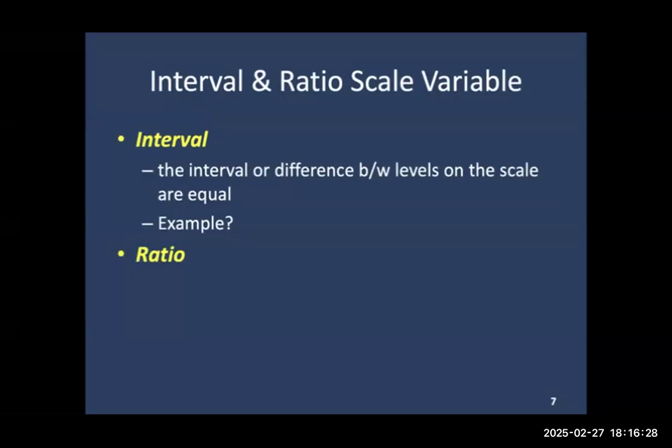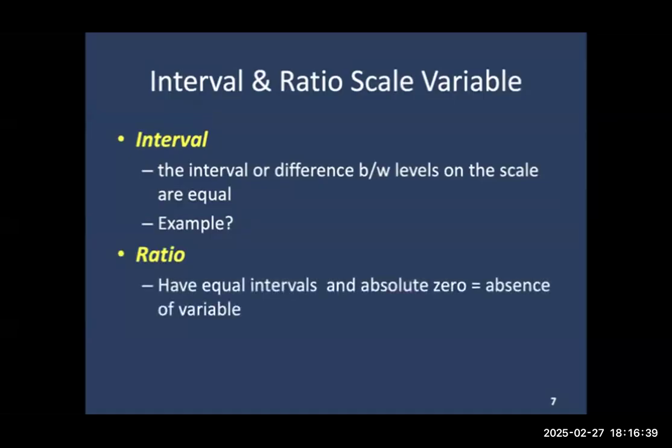Ratio scale variables are the ones we're very used to. Anything with counting, like how many books do you have, that kind of thing. And the 0 is meaningful. So we call that an absolute 0. If I ask you, how many cars do you have? And you say 0, it means you don't have any cars. It's actually the absence of the variable.